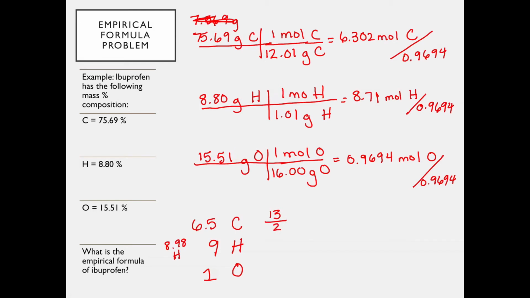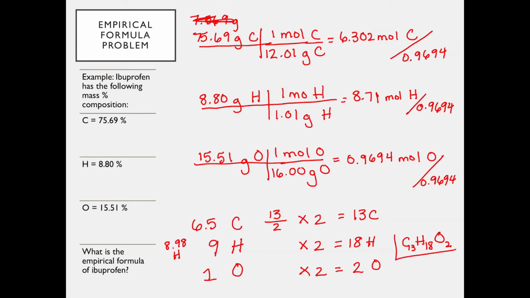So if you think about 6.5, that is really thinking like 13 halves, right? Fraction wise. So in order to get rid of that decimal or to get rid of that fraction, we need to multiply this by 2 to get a whole number. So we're going to multiply all of them by 2. So that will give us 13 carbons, 18 hydrogens, and 2 oxygens. Now we have them all as whole numbers, and we can write our empirical formula, which is C13H18O2. Right, so all of these numbers here that we solved for, those are all the subscripts of the elements in our empirical formula of ibuprofen.